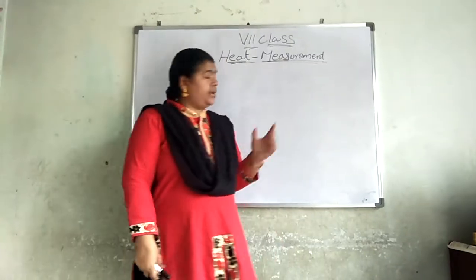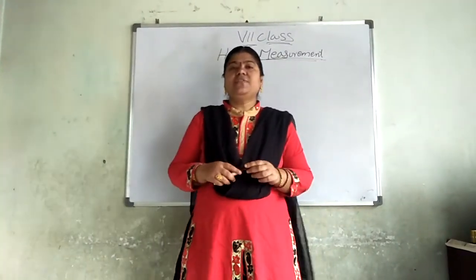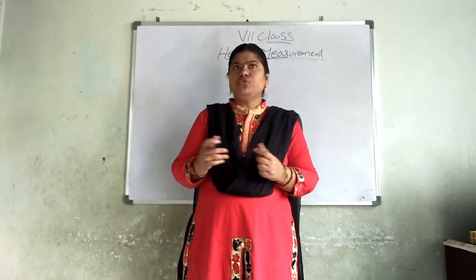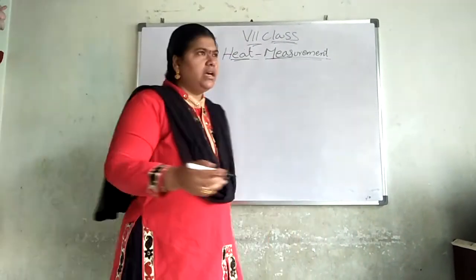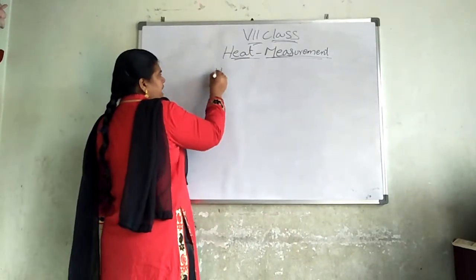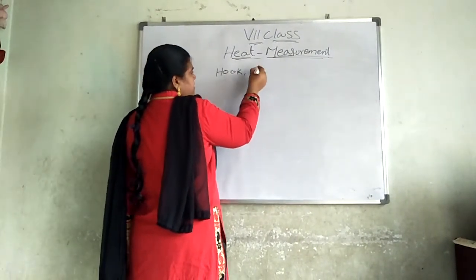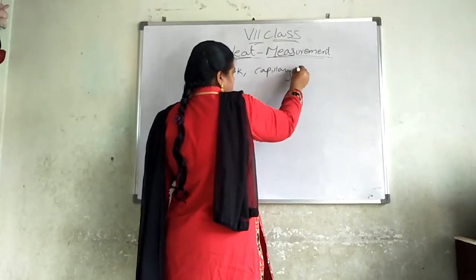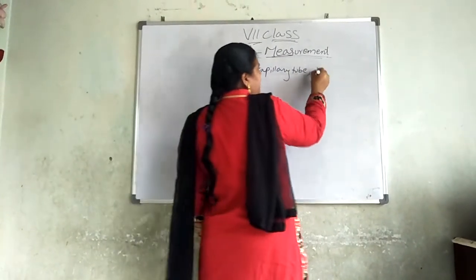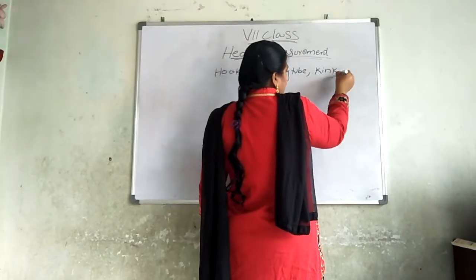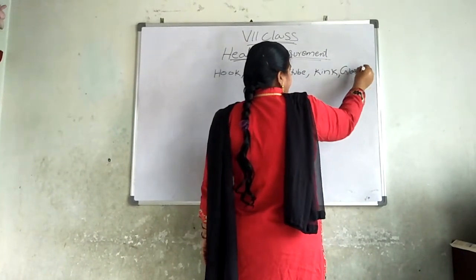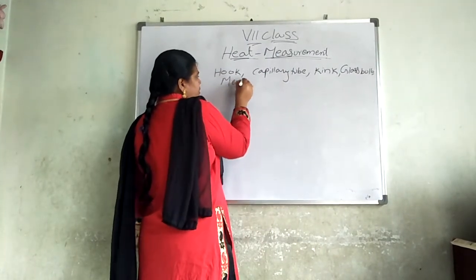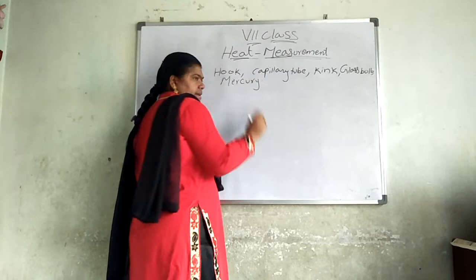Children, today we are going with temperature measurement. Yesterday we discussed the clinical thermometer and how to use it, and the different parts present in it. We have the hook, then the capillary tube, then the kink, the glass bulb, and next we have mercury. These are present in the clinical thermometer.